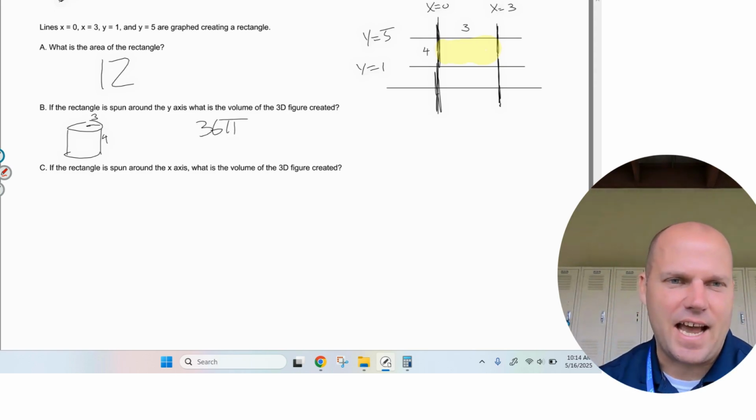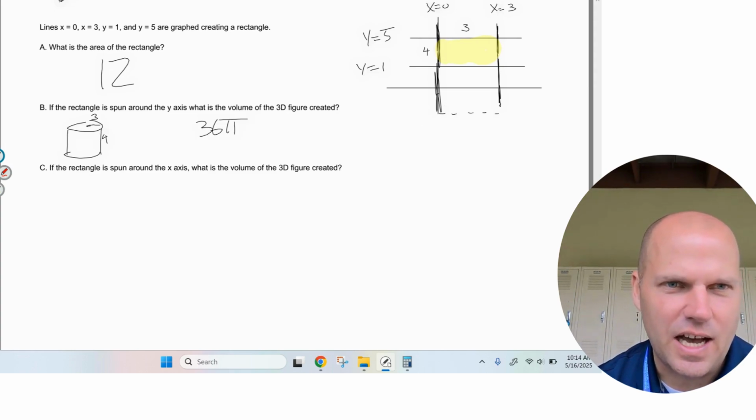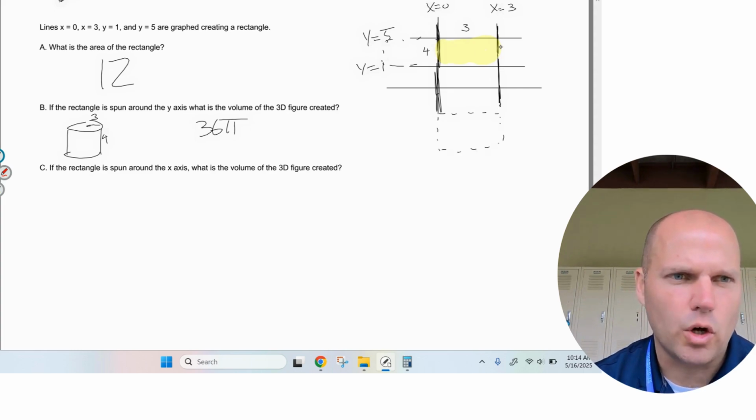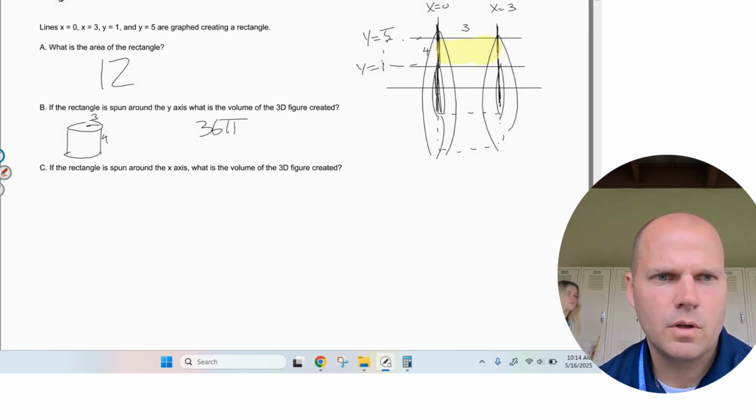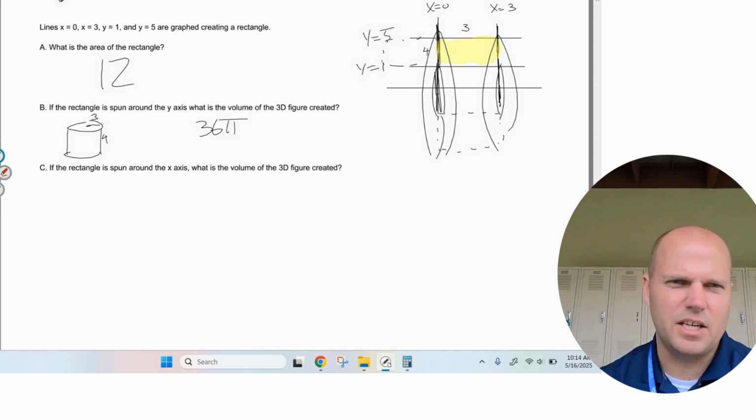Spin around the x-axis, and all of a sudden things get a lot harder. This is spun around the y-axis. Boom. Spin around the x-axis, things get harder because we have this toilet paper roll. Get my drift. I didn't do a good job with the 3-dimensionality of it.